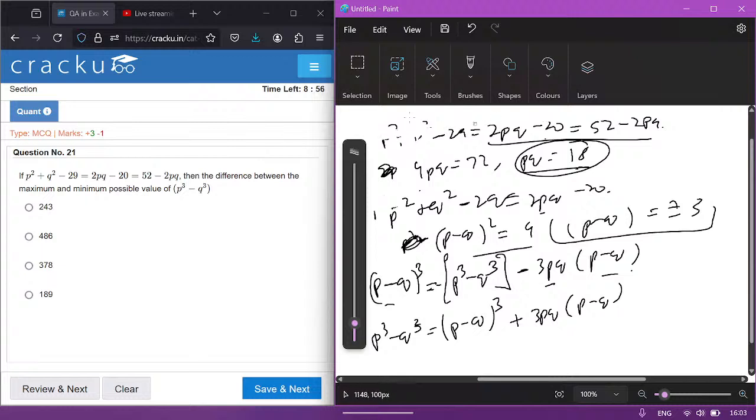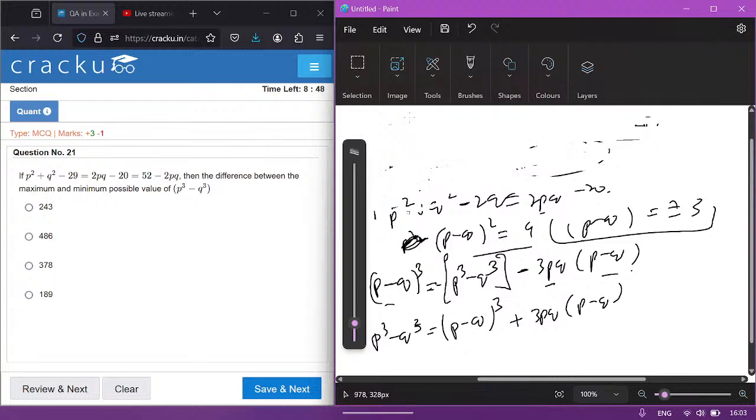So this is the problem with digital pen and paint. I wouldn't have to do this eraser and new page every time when I was using pen and paper.